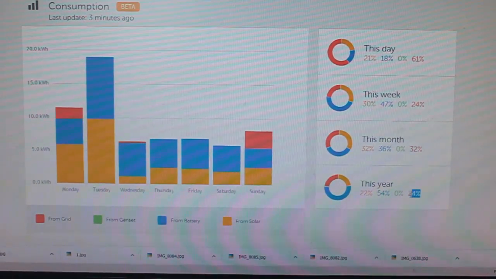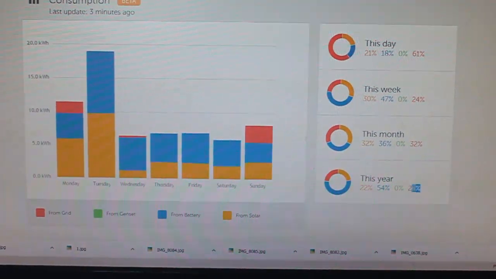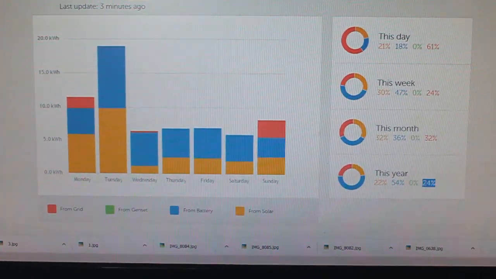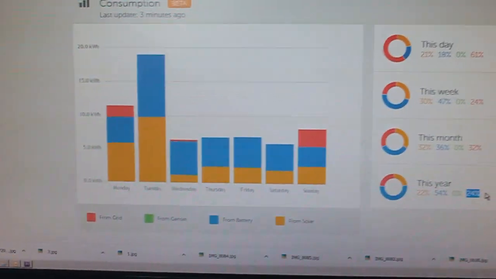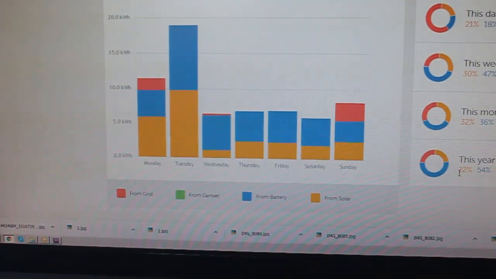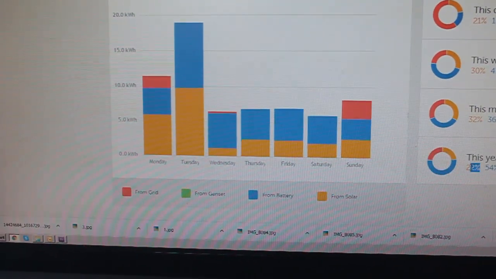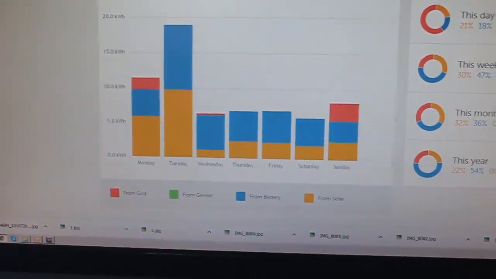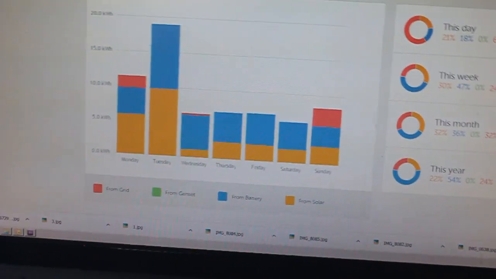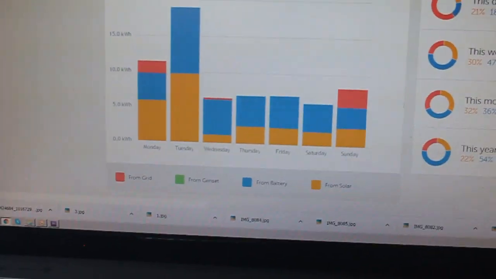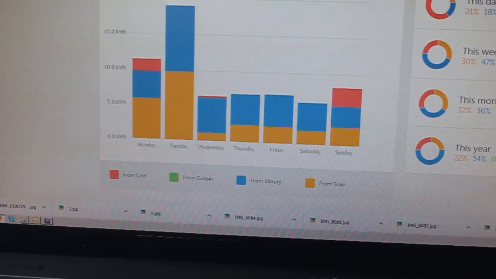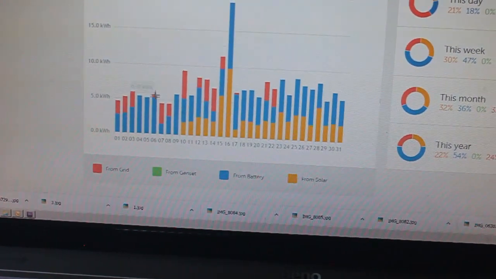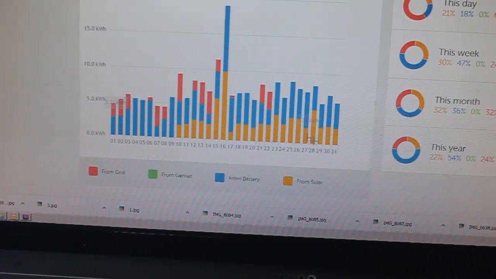So since the system was started, I don't know, maybe 2 months ago, 24% was coming from the grid, 22% direct usage and 54% from the battery. Those lithium batteries are being used a lot. Okay, let's see. This is the month of August, I believe.